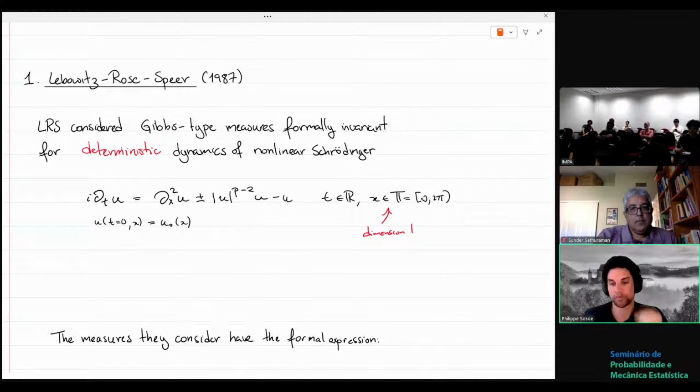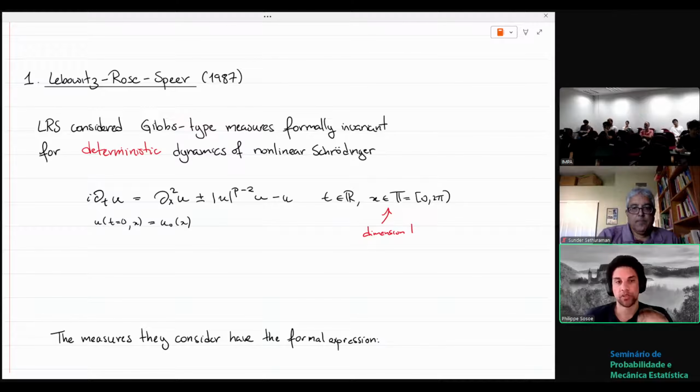So here we'll take periodic boundary conditions, and it's an equation for a function u that has two components, real and imaginary. So u is a two-component vector, and the equation is that i ∂_t u is the second derivative in space of u plus some nonlinearity. And then we also have a linear term that will be useful, but not super crucial.